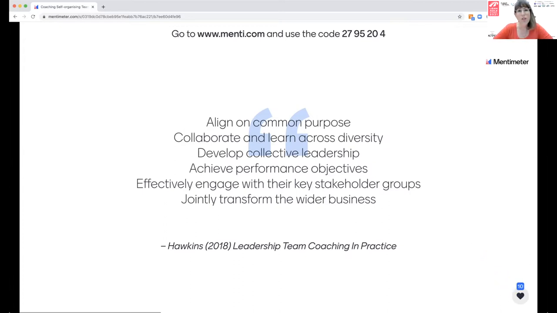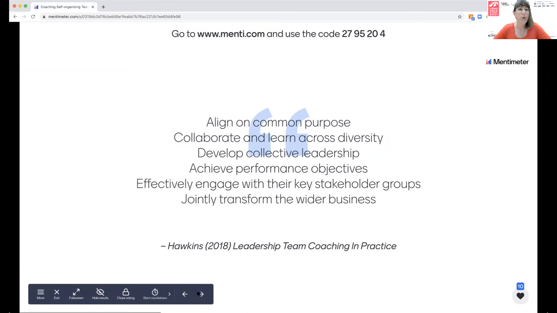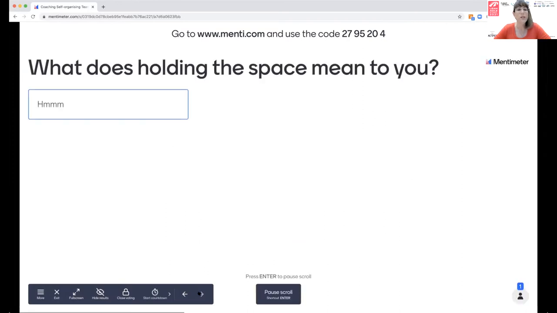So there are two leading definitions for what we mean by coaching and team coaching in particular that help us understand what our role is as a coach in coaching those self-organizing teams. One of the things we talked about in our blurb was holding the space. So this next question really is to get you to think about, what does holding the space mean to you?